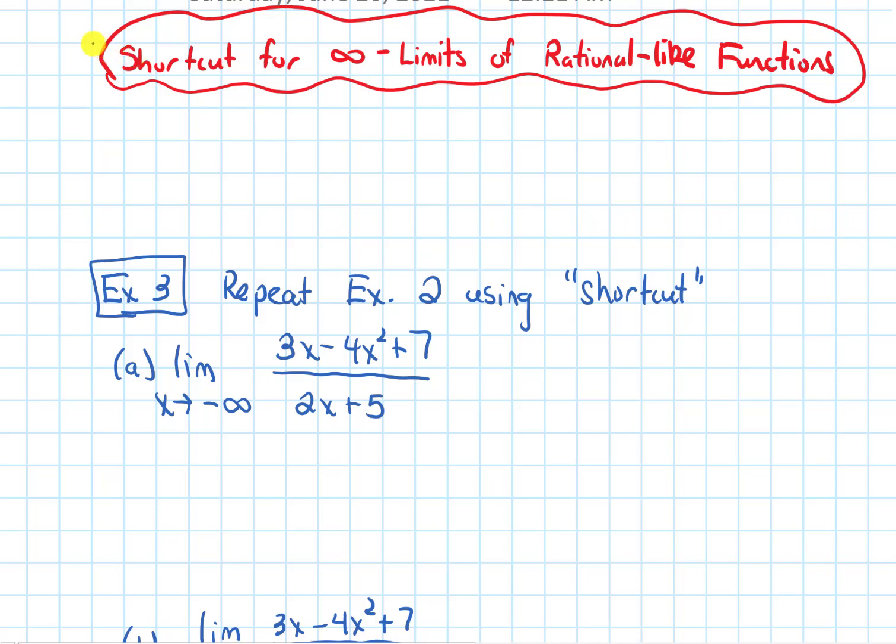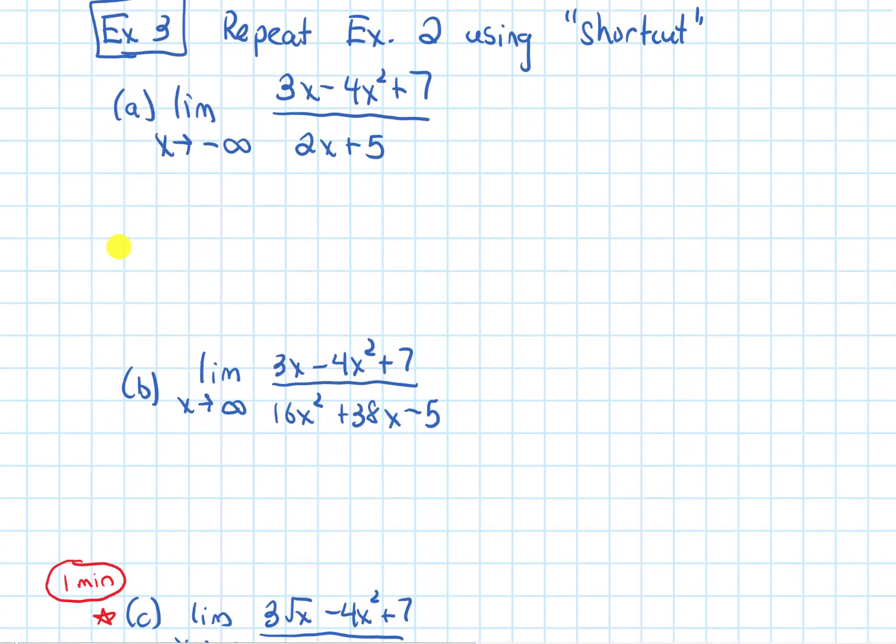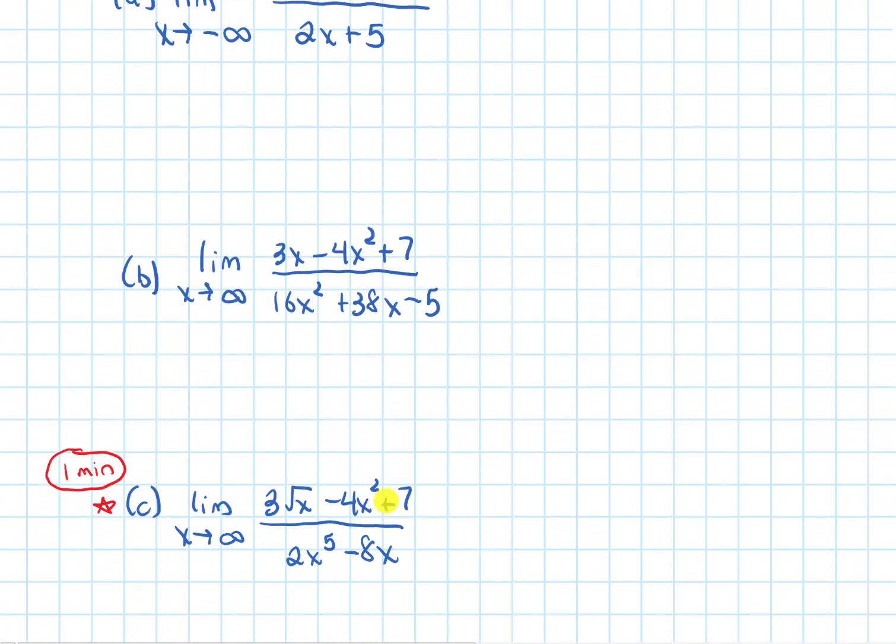In this video, we will talk about a shortcut for evaluating infinite limits of what we call rational-like functions. So we have rational functions like in part A, which are polynomials divided by other polynomials. But I introduced the term rational-like to include things like in part C, where the numerator isn't exactly a polynomial because of the square root term, and that's a fractional power. But the same technique is going to work.